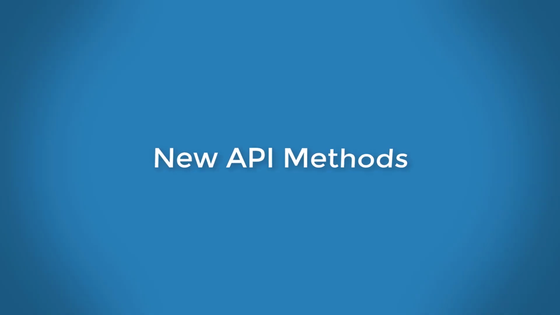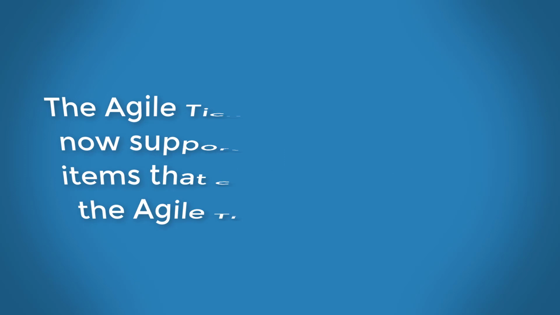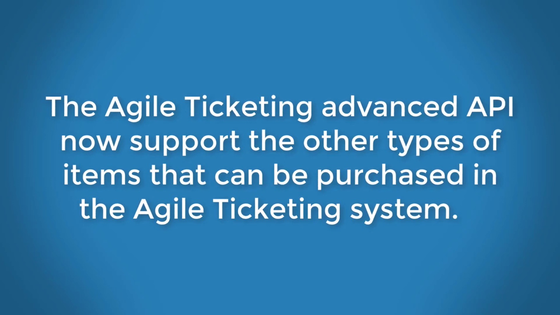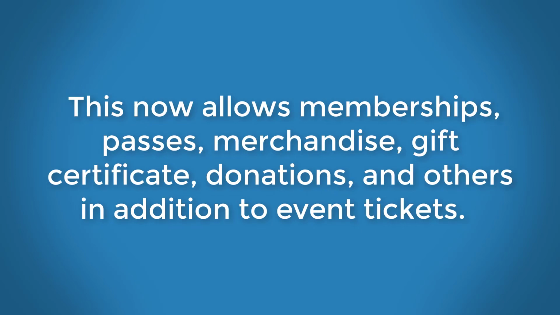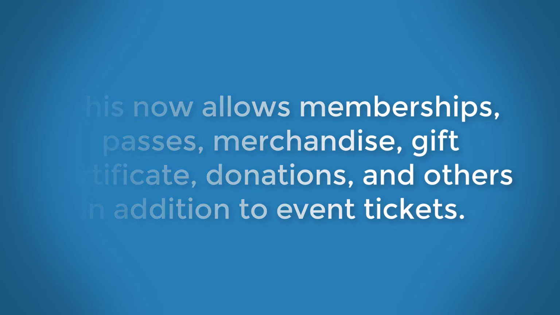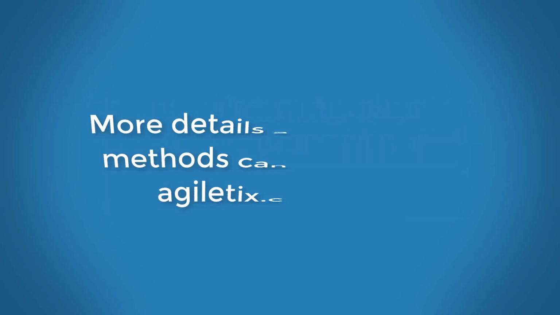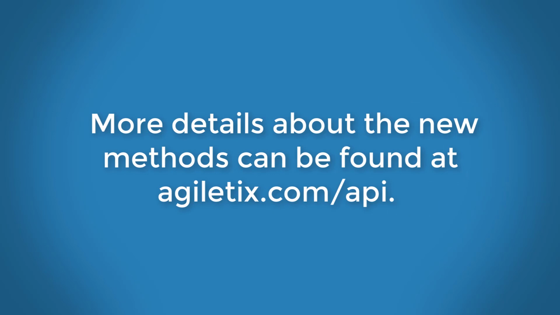The next enhancement on our list is the addition of some new API methods. The Agile Ticketing Advanced API now supports the other types of items that can be purchased in the Agile Ticketing System. This now allows memberships, passes, merchandise, gift certificates, donations, and others in addition to event tickets. More details about the new methods can be found at agiletix.com/API.